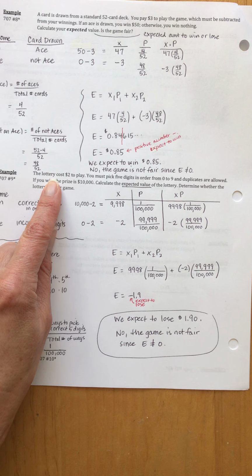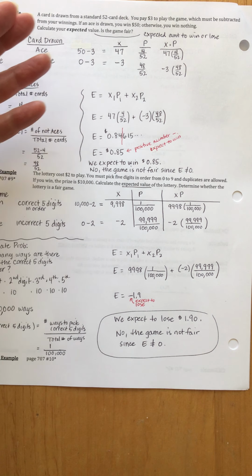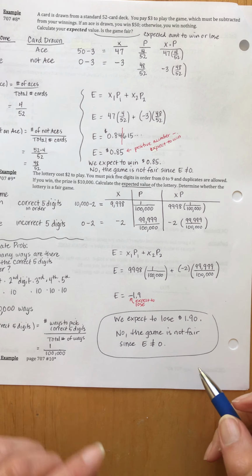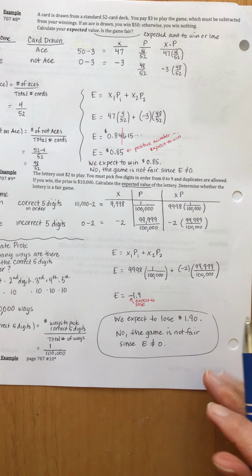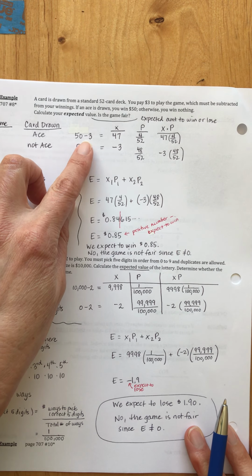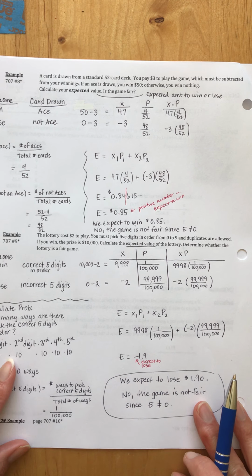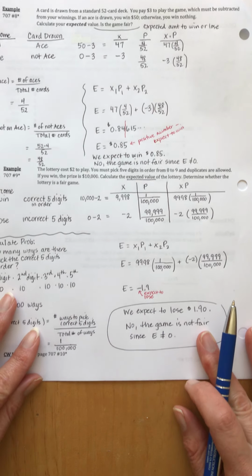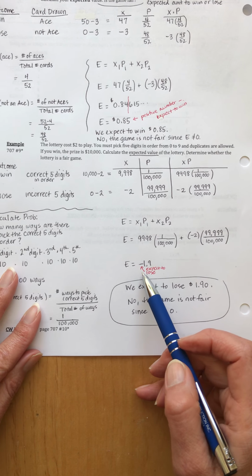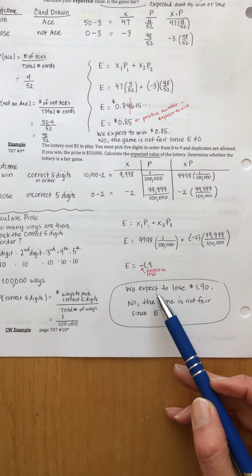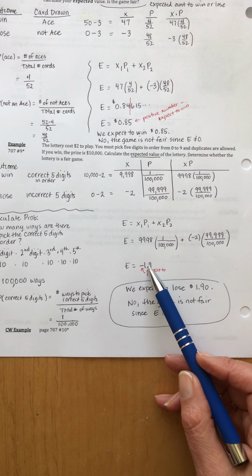When you think about it, the lottery, Vegas, everything is in it to make money. So you wouldn't expect that you're going to win any money. This was a problem where obviously I fudged on the numbers. That's not going to be a game in Vegas if you expect to win 85 cents. The lottery is trying to raise money for schools or whatever it is. And so here you're expecting to lose money every time you play the game.